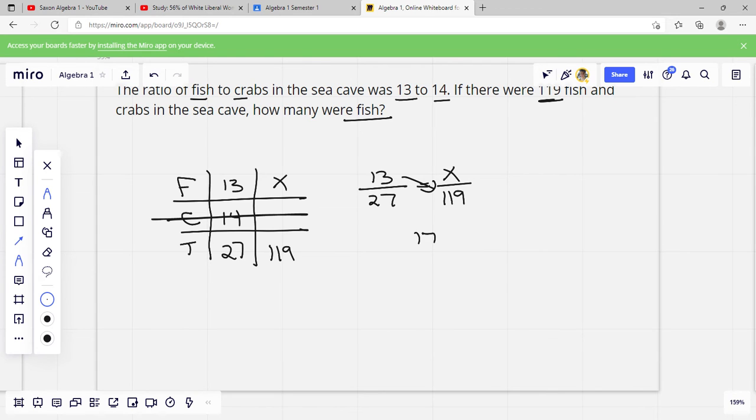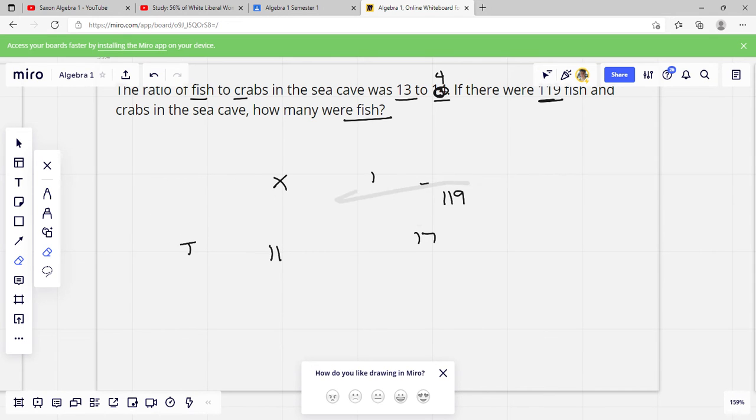Oh, I wrote my problem wrong. Hang on, let me look in the book. It was supposed to be not 14, that's supposed to be 4. All right, so let's fix that. We'll do this again.